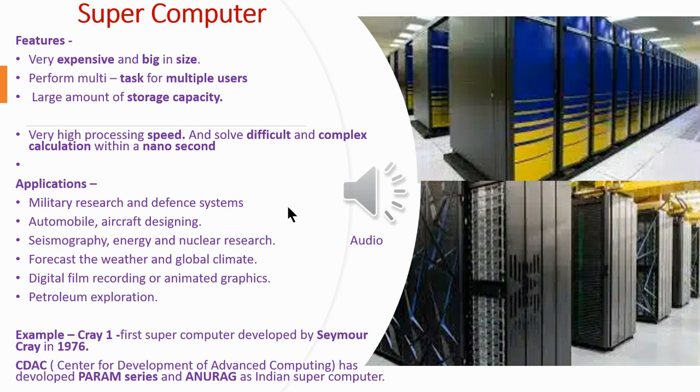Examples: Cray, the first supercomputer, developed by Seymour Cray in 1976. C-DAC, Centre for Development of Advanced Computing, has developed the Param series and Anurag as the first Indian supercomputers.